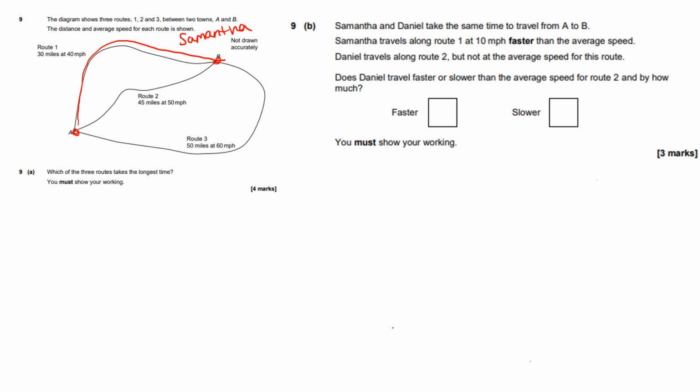At 10 miles per hour faster than the average speed limit. So that means if I write all this information here separately, Samantha's speed right now, the original speed was 40 miles per hour, so it's going to be 50 miles per hour now. And the distance, of course, is not going to change. It's going to be 30 miles. So I'm just going to write down distance is 30 miles. And we've got Daniel.